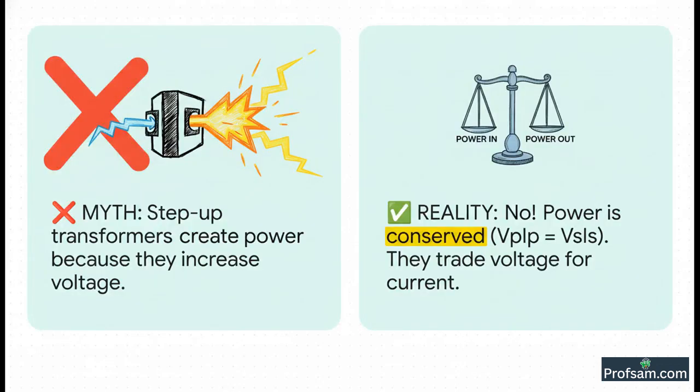Okay, the second big trap. Some students think that because a step-up transformer increases voltage, it's somehow creating extra power. Again, this is impossible. It goes against the fundamental law of conservation of energy. You can't get free energy. A transformer is just a gearbox. It only trades voltage for current. It can give you a higher voltage, yes, but only by giving you a lower current. You can never, ever get more power out than what you put in.